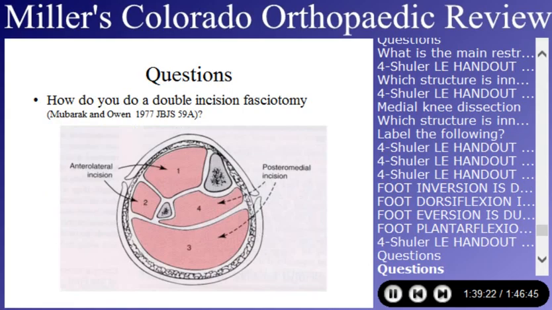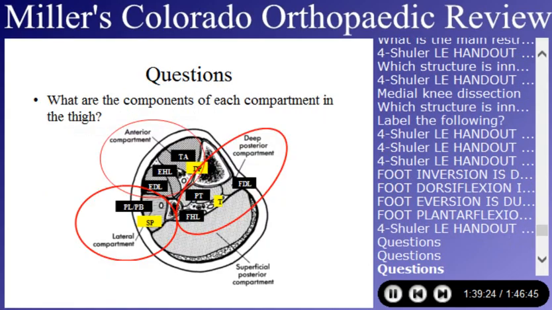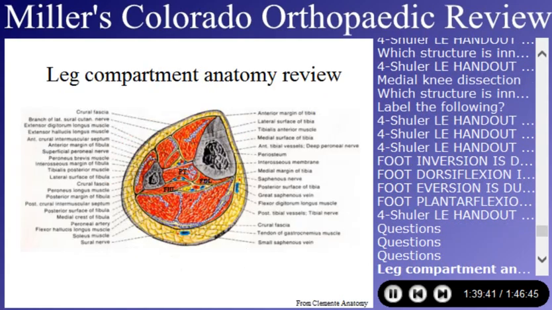Components of each compartment. Anterior, shown here. Don't forget the deep peroneal nerve. Lateral compartment, superficial peroneal nerve. The key testable item is always the deep posterior compartment, and the way you get your orientation is to know the most lateral structure, which is the FHL. They'll show a diagram, and I'll show you a particular test question that was very interesting, where all they want you to do is know what the components are in the deep posterior compartment.